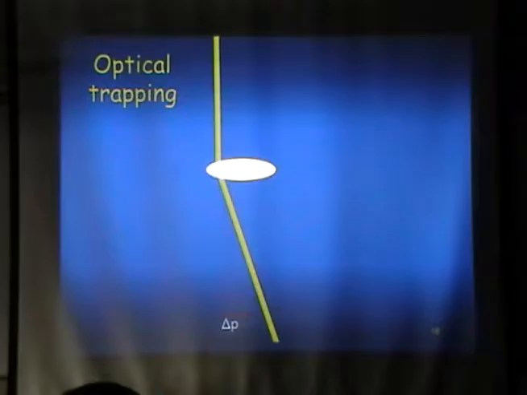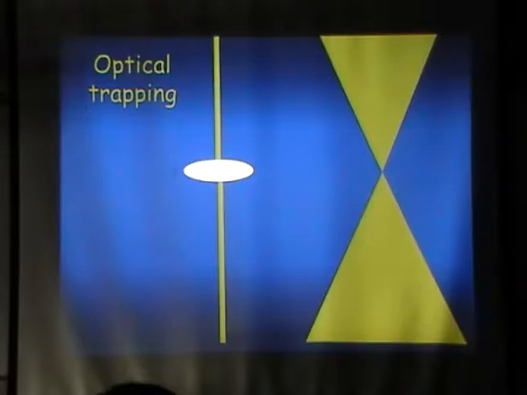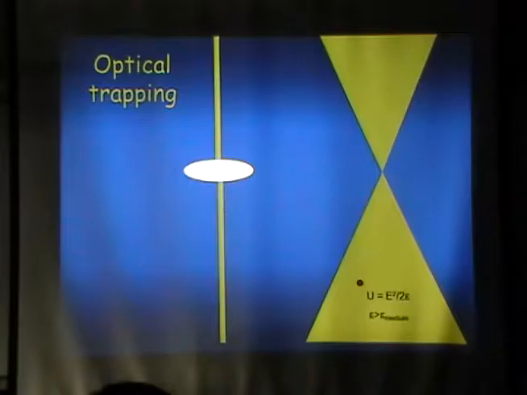So optical trapping, again, to summarize what we just said, I have a beam of light coming in, I have delta P here acting on it, and then it will be pushed to conserve the momentum, so it's pushed to the middle of the beam. Now I take a highly focused beam, and so the particle not only is pushed in a given direction, but it moves towards the focal spot, so it will always end up in the most intense part of the beam. So here we go. Okay. And bang, it goes to the middle of the beam.